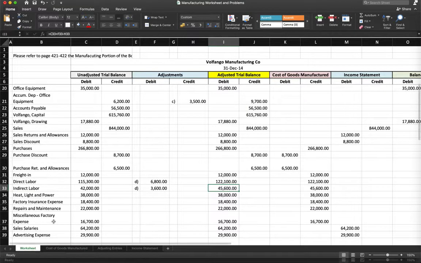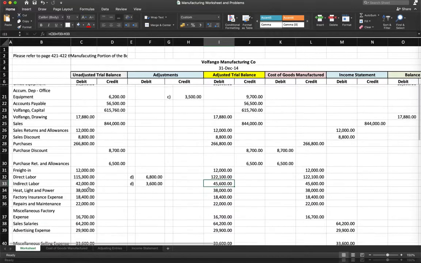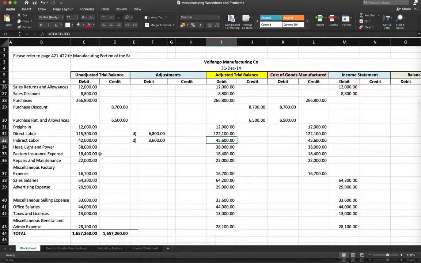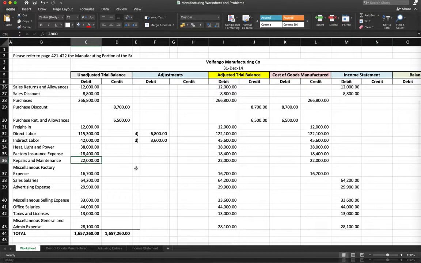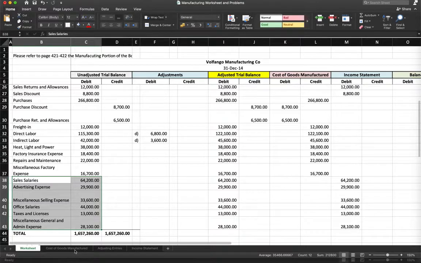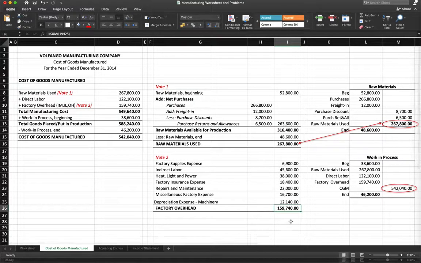Ito yung mga yan, andito yan. Ayun, sa worksheet natin. Yan, heat, light, and power, factory insurance expense, repairs and maintenance. Yan. Itong mga to naman, di ba? Na-compute na natin yan, nagamit na natin yan sa income statement. Yung mga yan, these are general and administrative expenses and or selling or distribution expenses. Okay? So, we now have your factory overhead, 159,740. Ito yung amount na yan.